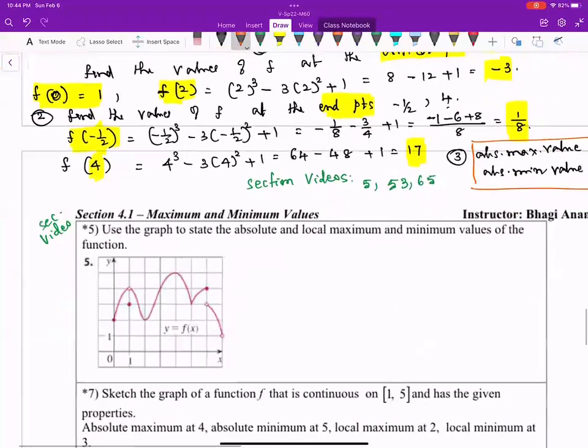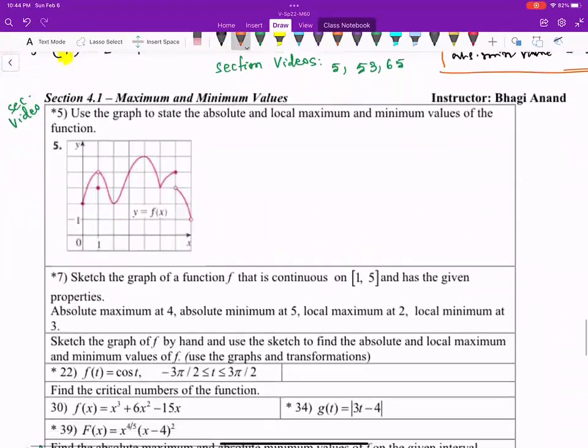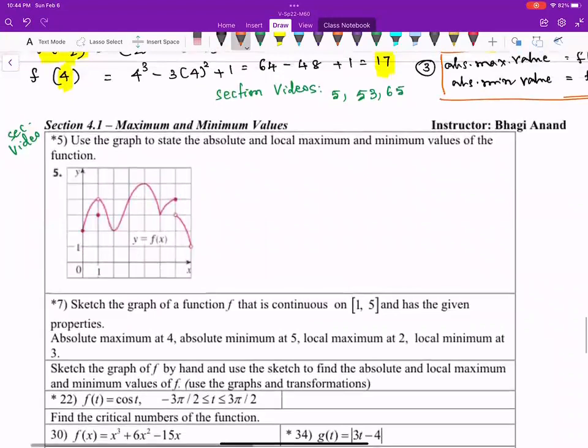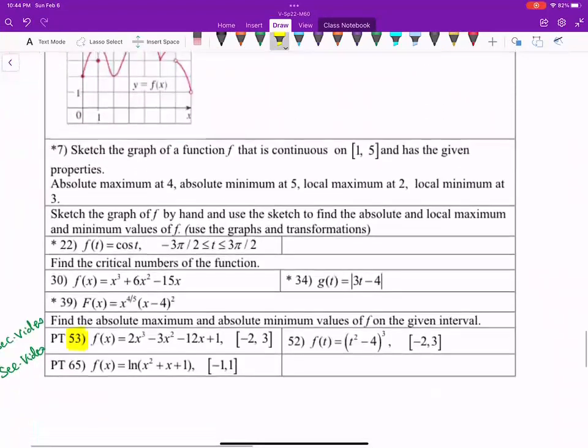There are some practice questions in this exercise. Make sure to watch the video. Problem number 5 is done in the section video, and also problems 53 and 65 are done in the section videos. Please watch them. Hope this video helps. Please make sure to watch the next section of this chapter video, which is section 4.2.